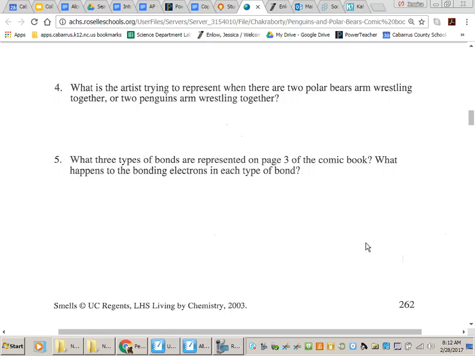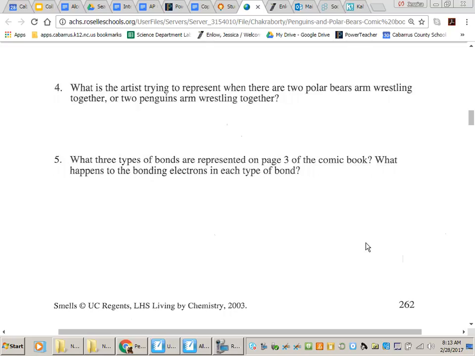So we just talked about how electronegativity played into it, but if they're arm wrestling and they're equally fighting for the electrons, that means they have an equal pull from their electronegativity for their electrons, those zones in the middle of them that they're trying to share. Versus two penguins arm wrestling together, same situation, it's just a different atom, but they're still equally trying to share their electrons because they have equal electronegativity.